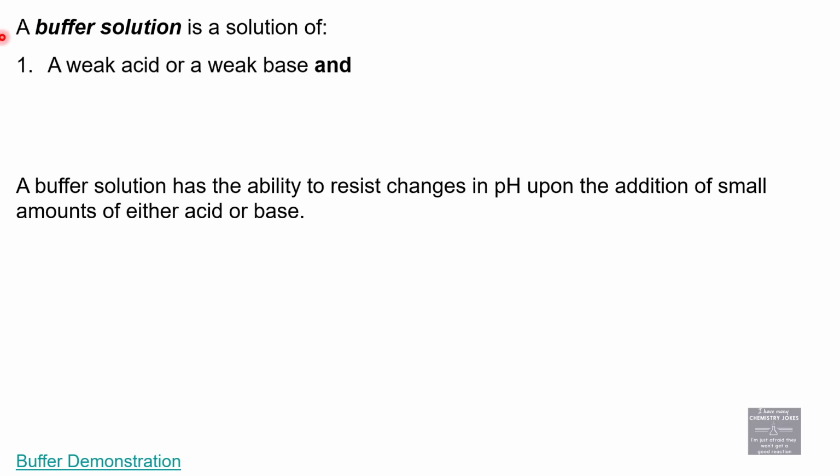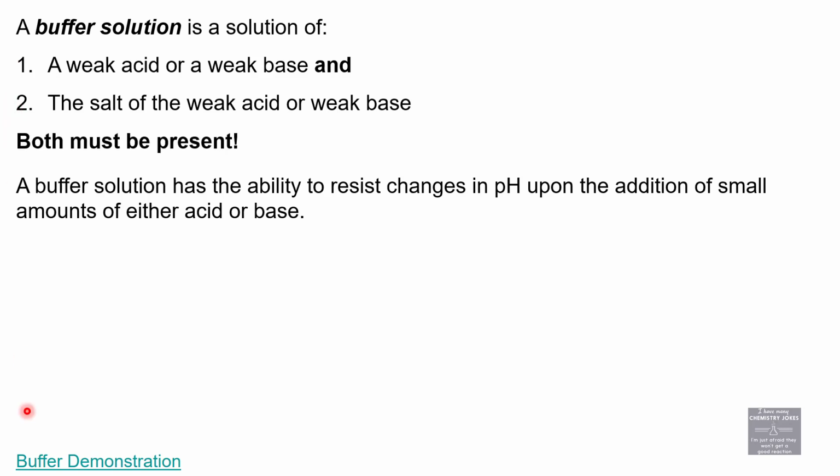So what is a buffer solution, besides what it does? A buffer solution has to consist of a weak acid or a weak base and the salt of the weak acid or weak base. That's kind of a weird way to say that. Both must be present. That's true. But the way I like to think of it is that it has to be a conjugate pair. So you can have a buffer made out of acetic acid and acetate because that's a conjugate acid-base pair. You can have a buffer made out of ammonia and ammonium because that's a conjugate acid-base pair. You can have a buffer made out of lots of acid-base conjugate pairs.